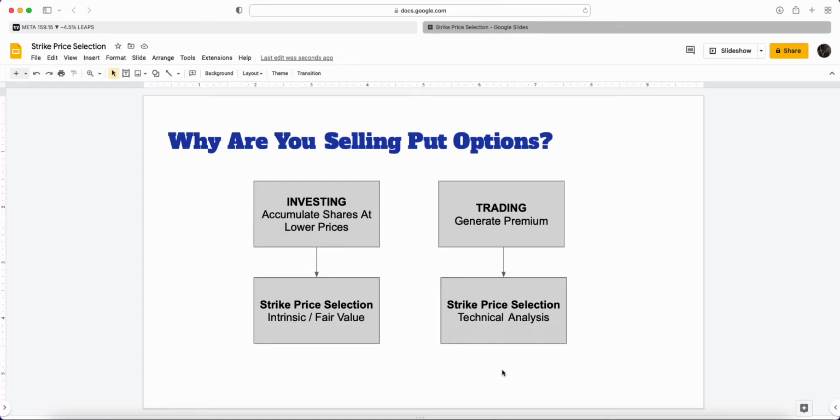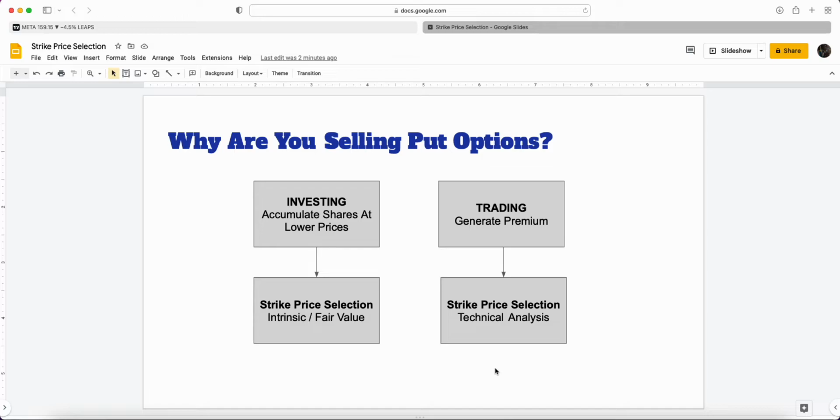In this video, we're going to walk through finding the best strike price when you are selling put options. Now, for you to find the optimal strike price, you firstly have to understand why you are selling put options in the first place. I put this into two camps, and we'll go through each one of these two things, and then we'll head over to TradingView, look at a stock example for both situations to determine what the strike price should be.